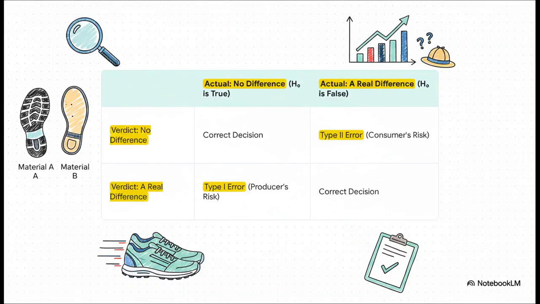But you know, just like any trial, there's always a risk of a miscarriage of justice. Our statistical jury can make one of 2 big mistakes. A type 1 error is a false alarm. We convict an innocent party. We conclude there's a difference when there really isn't one. Then there's a type 2 error, and that's when we miss it. We let a guilty party walk free, failing to detect a difference that truly exists. A good data detective's job is to carefully manage the risk of making either of these errors.